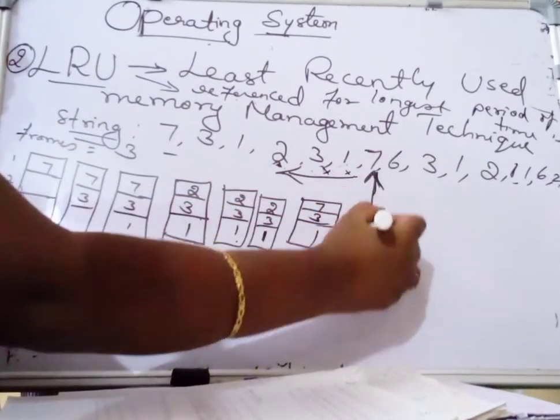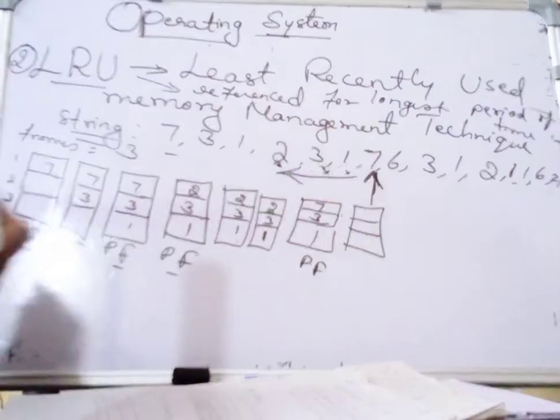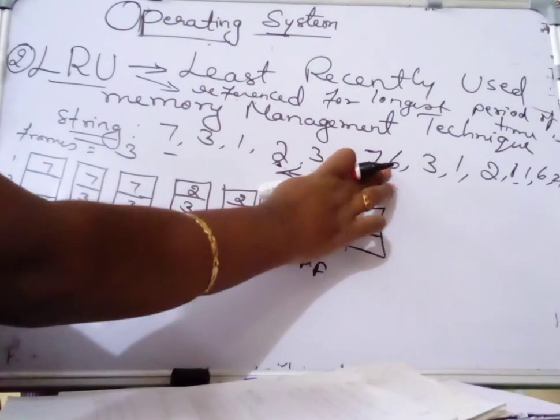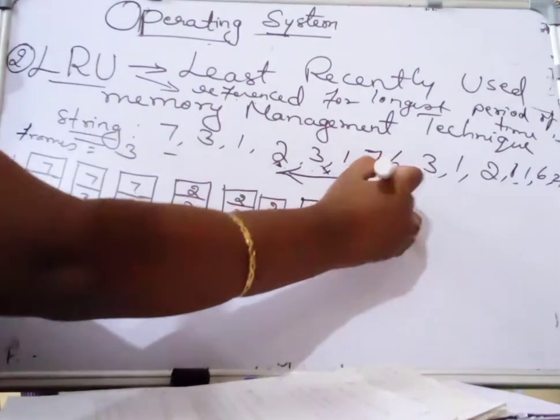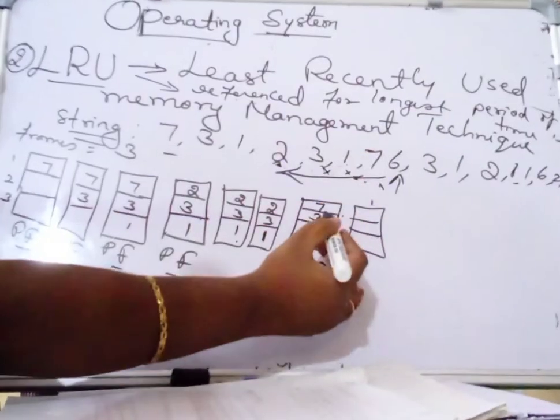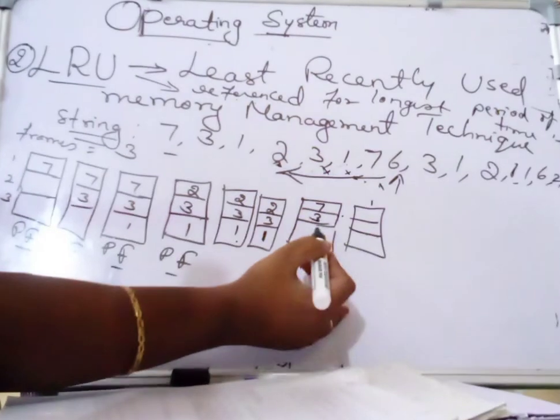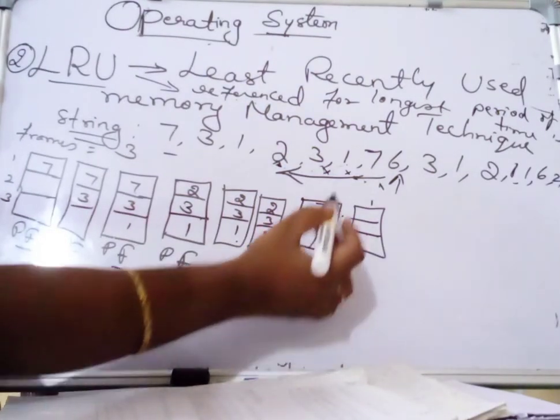Then I have to bring 6. In order to bring 6, which page do I have to replace now? I have to see the left hand side. 7 is just now referenced, so don't replace. 1 is referenced before 7, so don't replace.